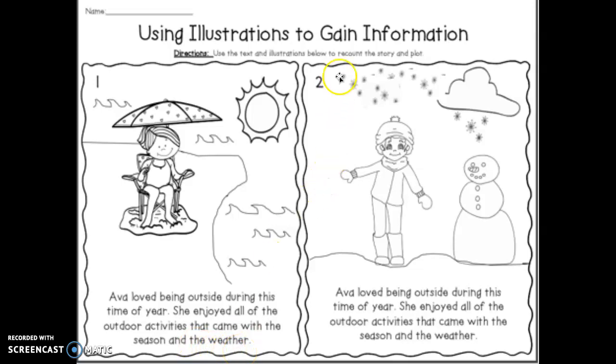All right, let's move over to story number 2. Take a look at the illustration on story number 2. Let's go ahead and read. Ava loved being outside during this time of the year. She enjoyed all of the outdoor activities that came with the season and the weather.